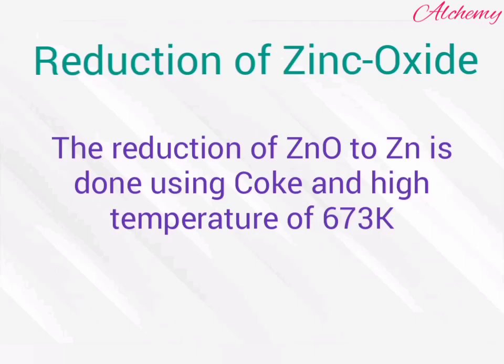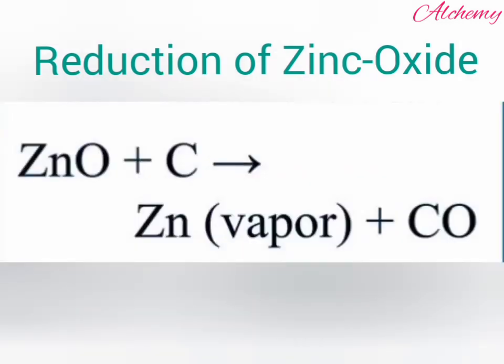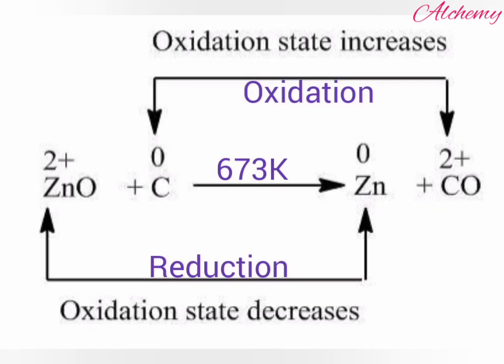The reduction of zinc oxide to zinc is done with the help of coke and a high temperature of 673 Kelvin. In this reaction, the coke reduces the zinc oxide to zinc, whereas the coke undergoes oxidation and forms carbon monoxide.